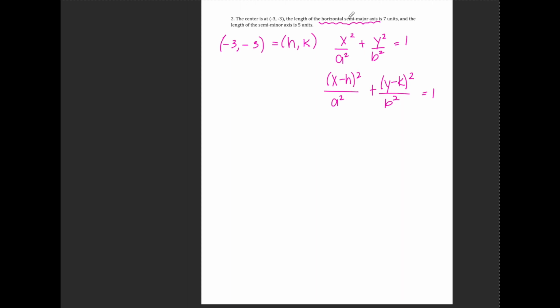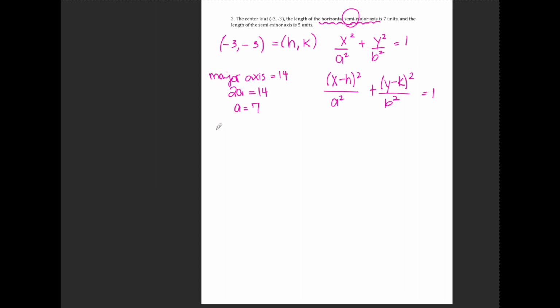I know that semi-major means that half the major axis is 7. So that means that the major axis itself is 14 units. We know from the previous page that the major axis is equal to 2a. So I can say that 2a is equal to 14 and a is equal to 7. So there's my a value, and I'll be able to fill it in my equation.